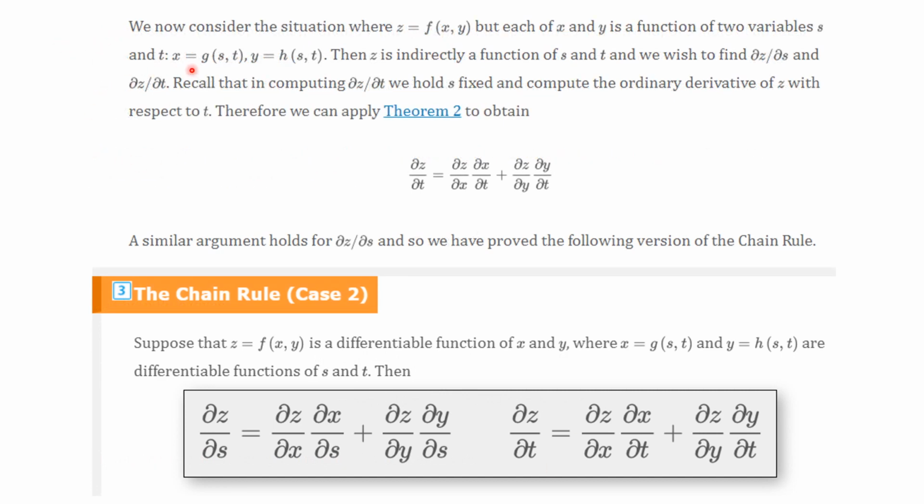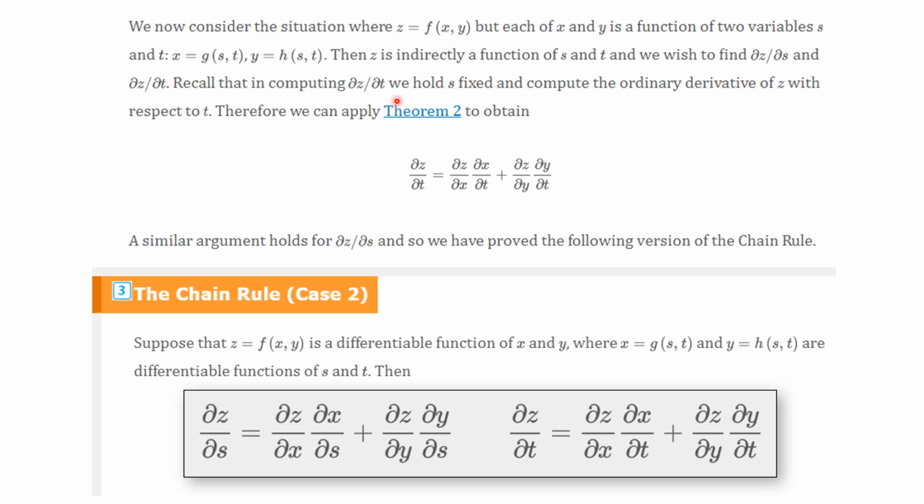Now we're going to turn to considering a situation where z is equal to f of (x, y), but each of x and y is a function of not one variable but two variables, s and t. So x is going to be g of (s, t), and y is going to be h of (s, t). So z is indirectly a function of both s and t. And now we're not going to have regular derivatives, we're going to have partial derivatives, and we want to find the partial of z with respect to s and the partial of z with respect to t.